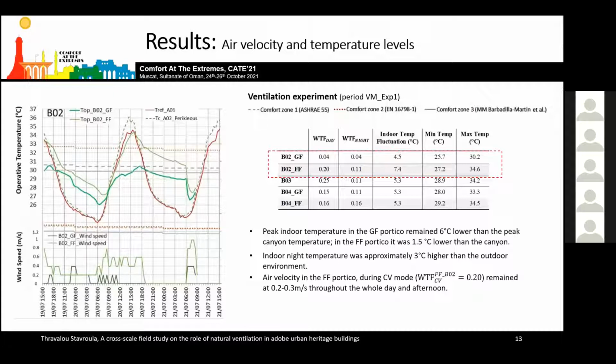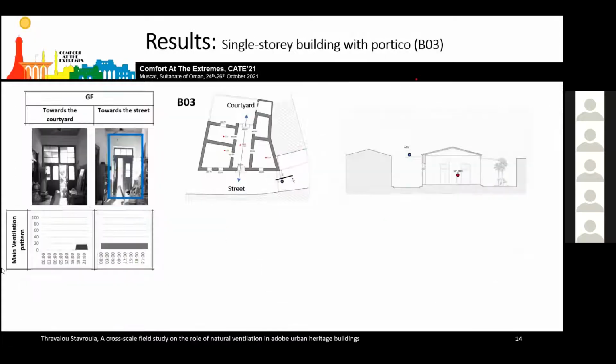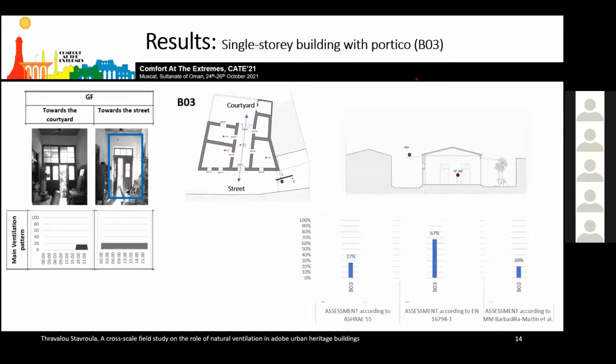Occupants of the single-story building B3 were keeping the embedded openings of the main entrance door, which are these openings right here on the door, partly open throughout the day and the night. The transom window on the upper part of the door was always closed due to difficult access. Cross ventilation was occasionally applied from 5 in the afternoon until 11 at night by opening the door towards the courtyard. The obtained percentages of comfort for this window opening pattern were quite low, ranging from 20% to 67%.